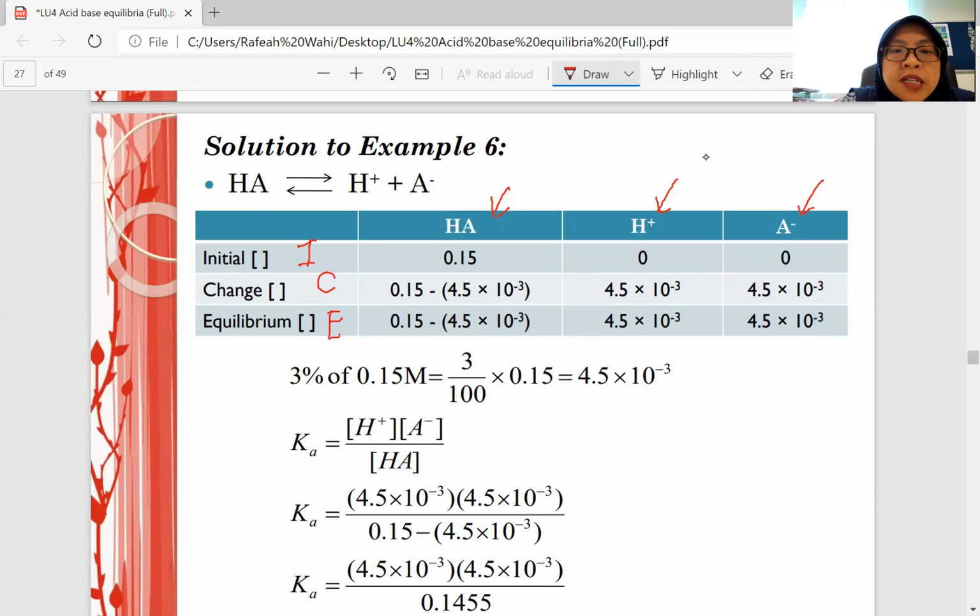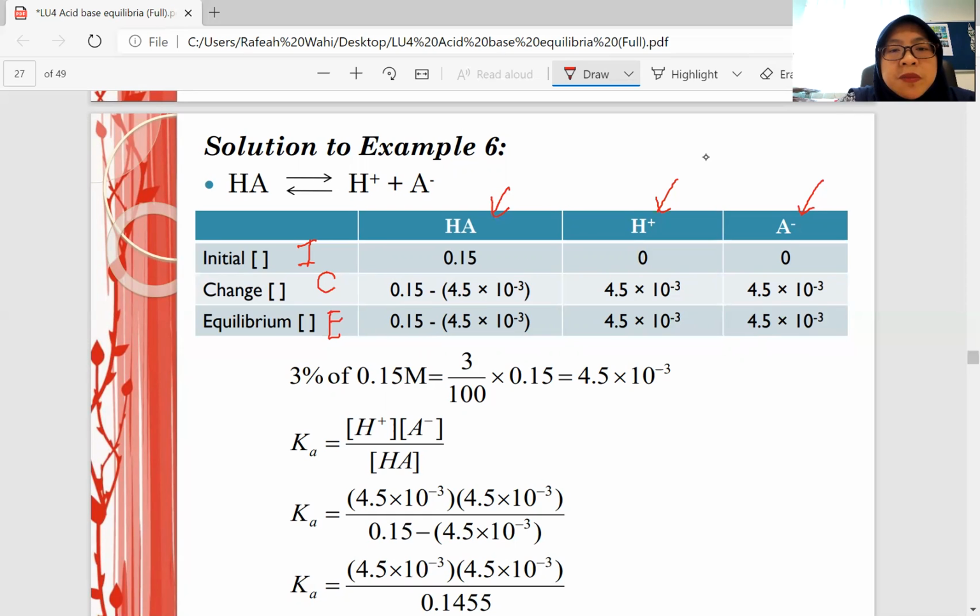We know that the initial concentration of the weak acid is 0.15 molar, which is given in the question. So we jot down here in the cell for initial concentration of the weak acid, which is 0.15. And we know that before any dissociation happens, the initial concentration for H plus ion is always 0. The same goes with the concentration of the conjugate base. It's also 0.